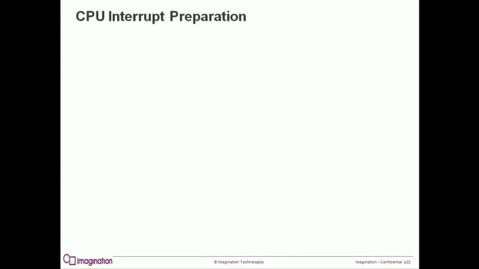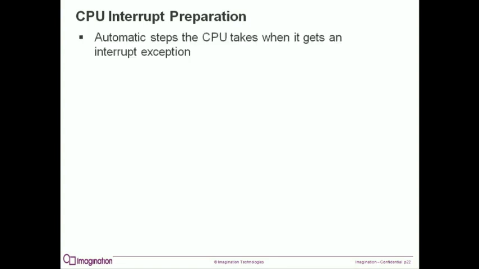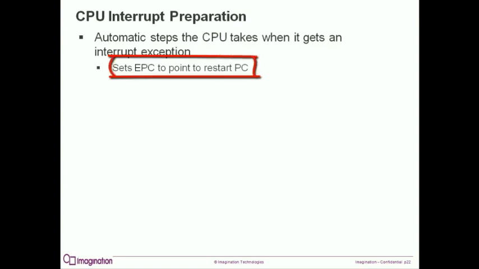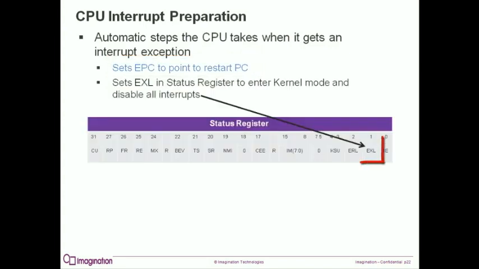Before I go into a specific code example, I want to give you an overview to make it clear what happens through the interrupt process. First, I'll start with what the CPU does. Once an interrupt pin is raised, and that pin is not masked off in the status register, the CPU sets the exception program counter to the restart address where normal processing should restart. It sets the EXL bit in the status register. This has the effect of switching the processor into kernel mode and disabling all interrupts.